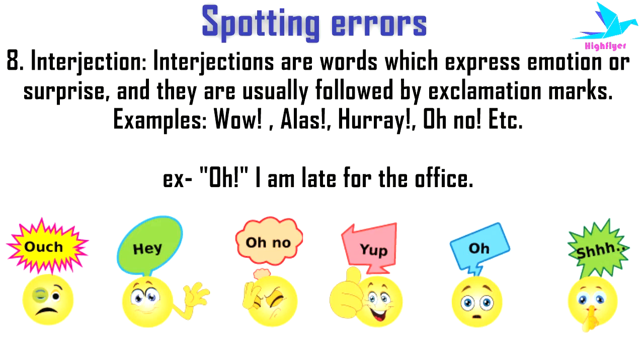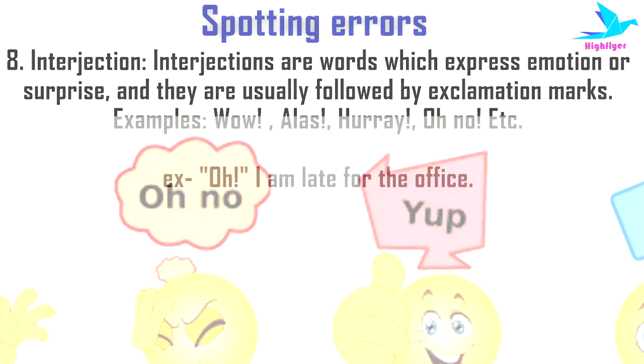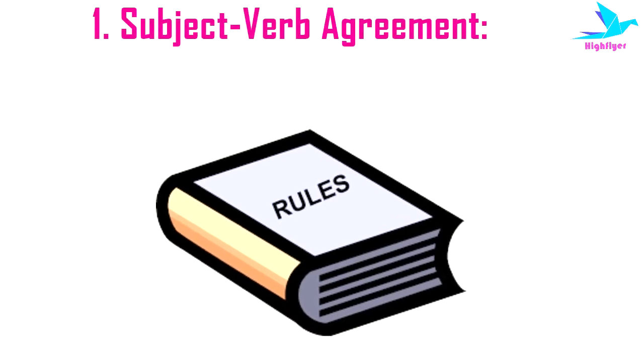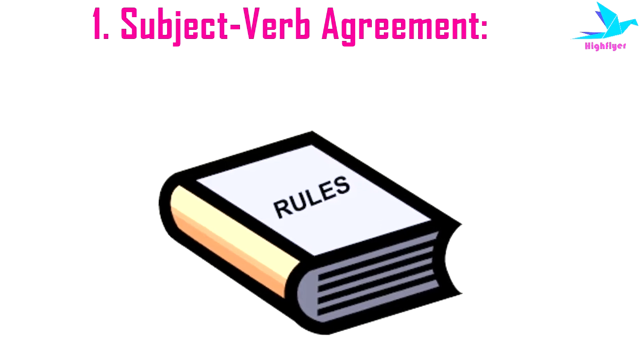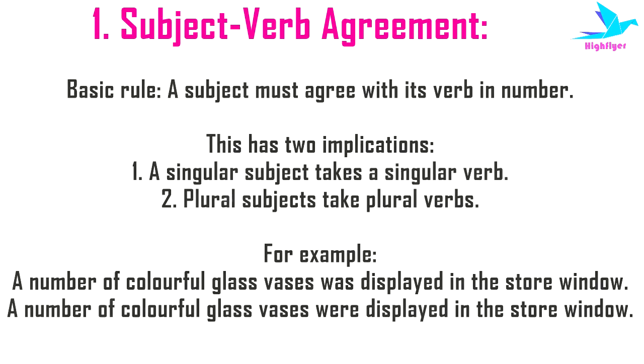Now, after understanding the parts of speech, we need to understand the rules. Not only for spotting errors, but also in most of the verbal ability chapters, these rules will be useful. Like the first rule is subject-verb agreement. This basic rule says a subject must agree with its verb in number. This has 2 implications. A singular subject takes a singular verb and plural subjects take plural verbs.